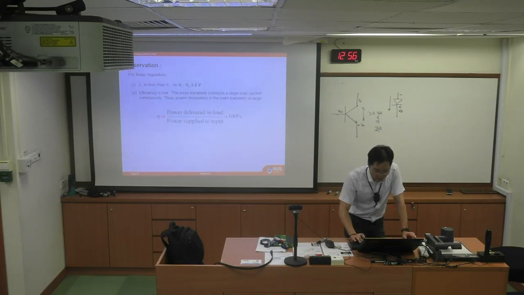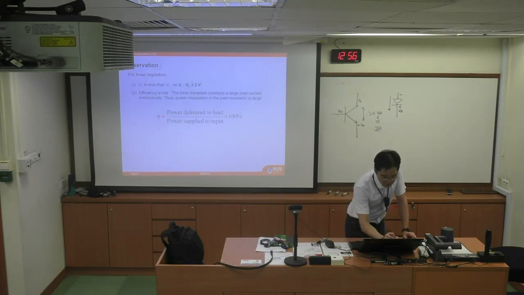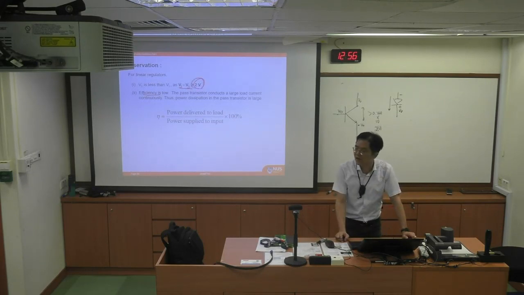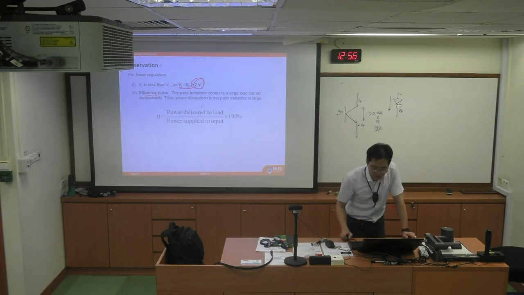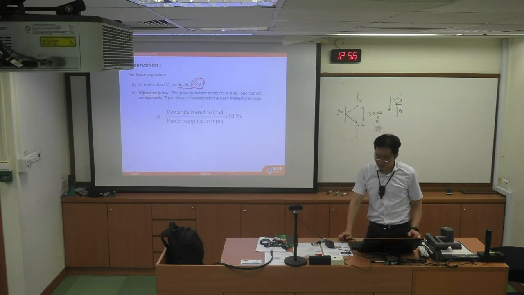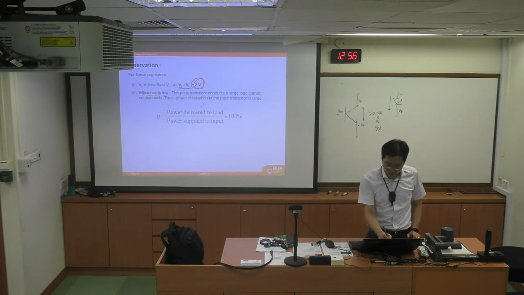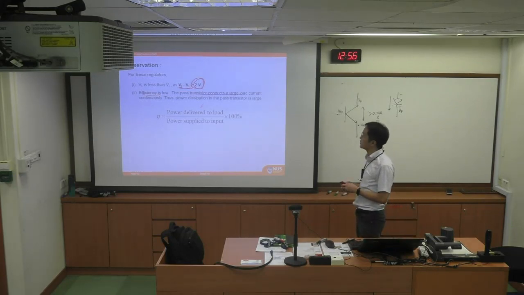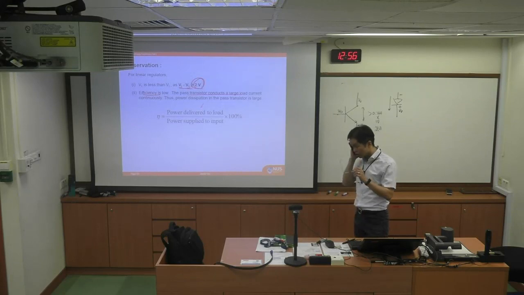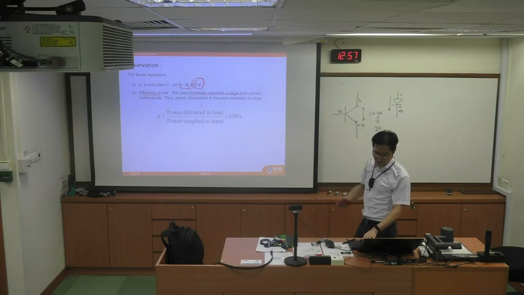I already mentioned. So in this case, if you do the observation, input minus VL should be greater than or equal to 2 volt. But the efficiency is quite low due to the fact that you have 2-volt difference between the input and the load. The eta is the power delivered to load divided by power supplied to input, which you learned last week, multiplied by 100%. The pass transistor conducts a large load current continuously, so the power dissipation in the pass transistor is rather large. That's the payment. That's the price you are paying for good line regulation.